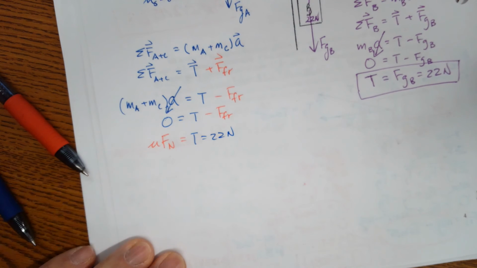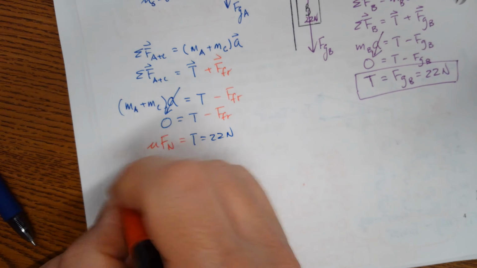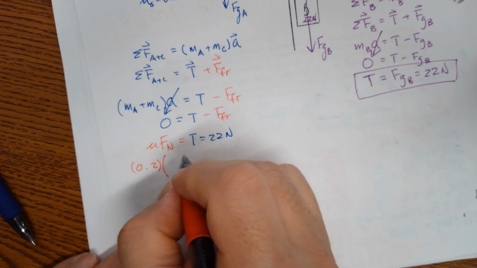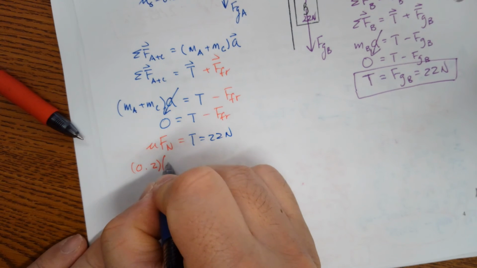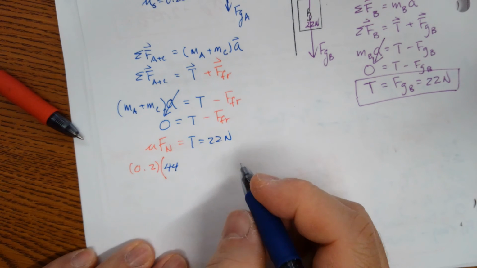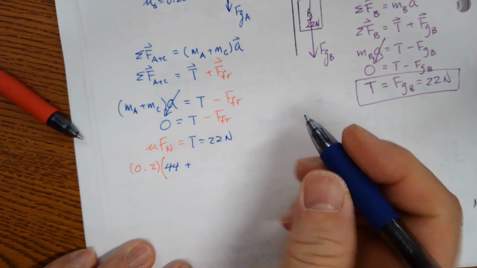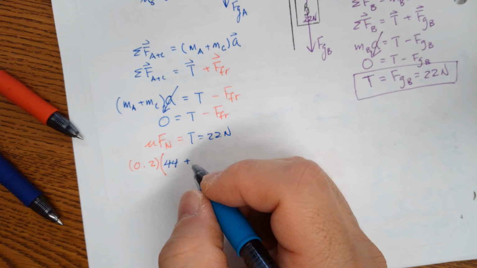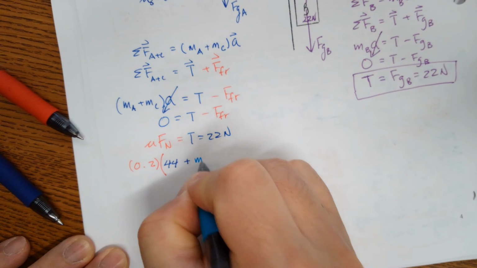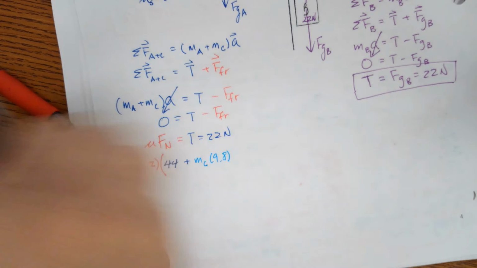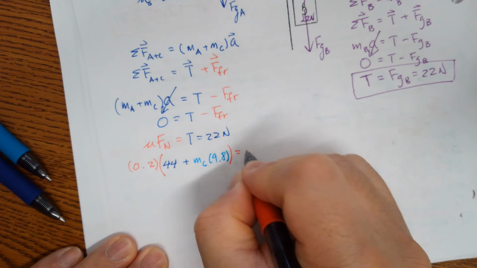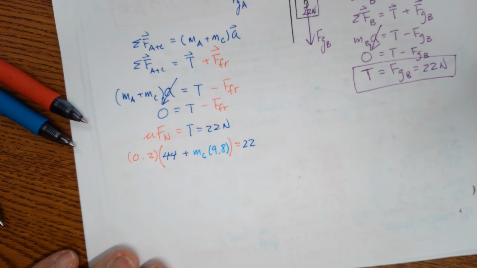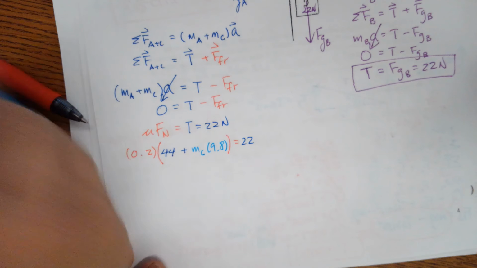So what is my normal force? 0.2 times the normal force, which is FGA, which is 44, plus FGC, which is MC times 9.8, is equal to 22. Hopefully you should be able to finish this with what MC is equal to.